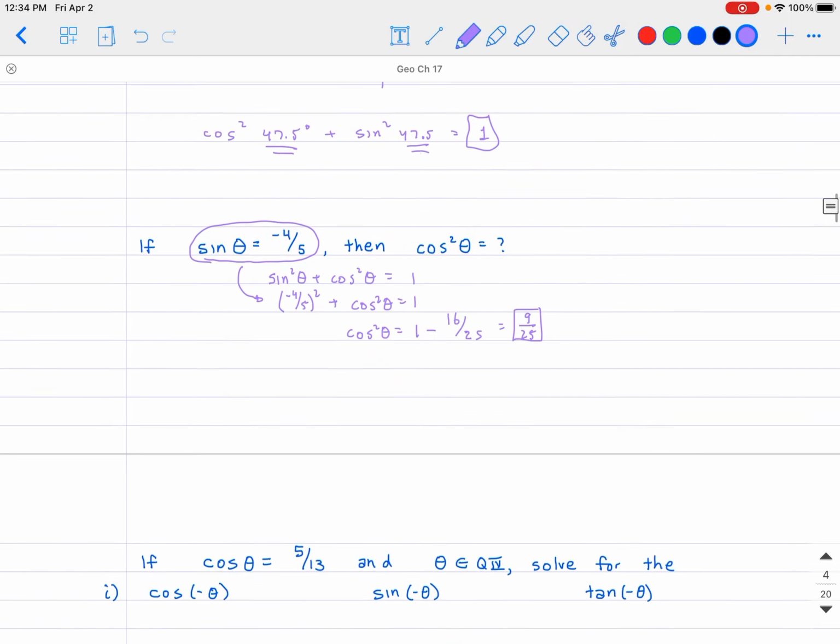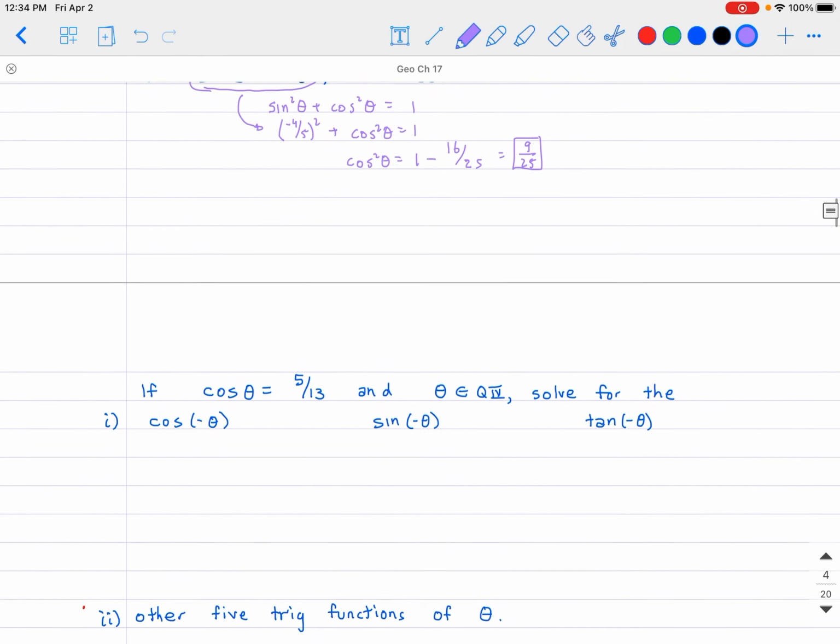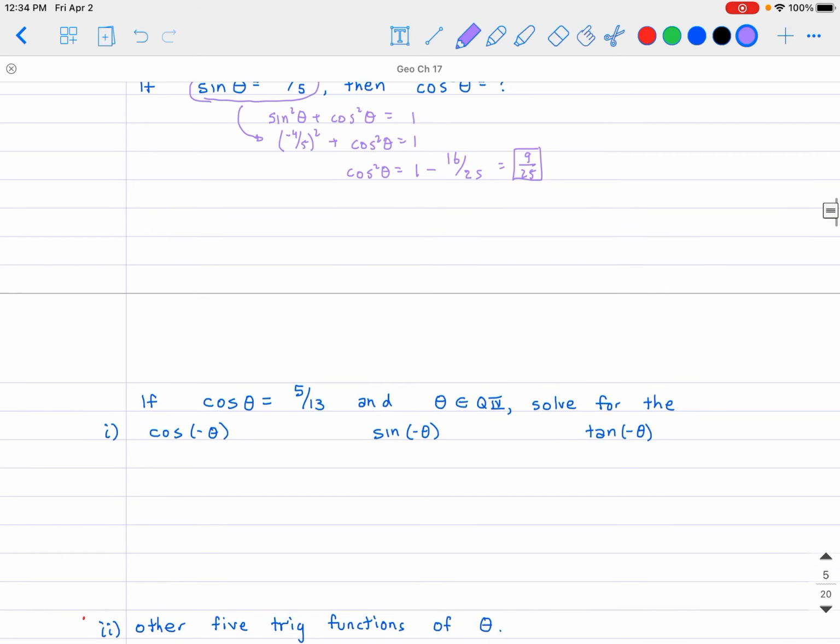Okay, let's keep going with the same idea. This time we're going to utilize the new identities that we just found. We're asking, if cosine of an angle is equal to 5 over 13, and that angle is located in quadrant 4, I want to solve for the following: cosine of theta, cosine of negative theta, sine of negative theta, and tangent of negative theta. First, let's draw this triangle so you can see what's given and what you're trying to solve for.